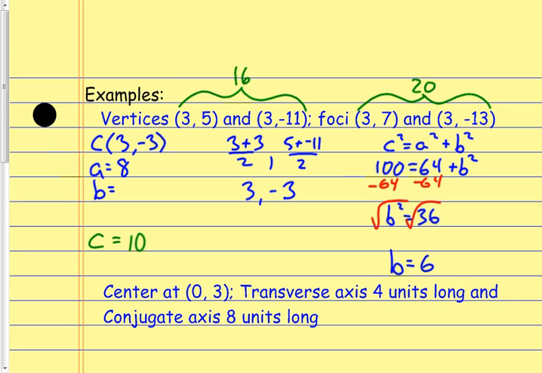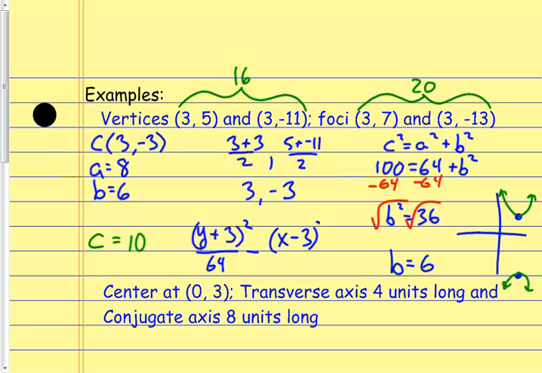I just need to determine if this thing is vertical or horizontal. Again, just think about a quick sketch. The vertices at 3, 5 would be up here somewhere, and then 3, -11 would be down here somewhere. Well, the vertices are above one another. That means this thing is going to open up and down, which means I'm dealing with a vertical ellipse. So I do y minus k, which is like a +3 squared, over a squared, which is 64, minus the x minus h squared over b squared, which is the 36, equals 1.